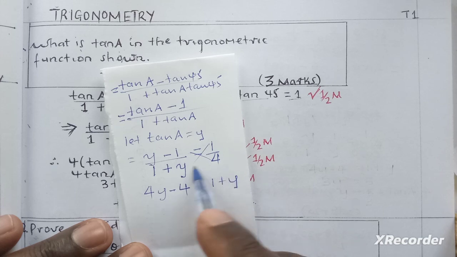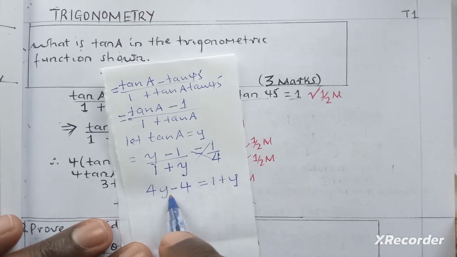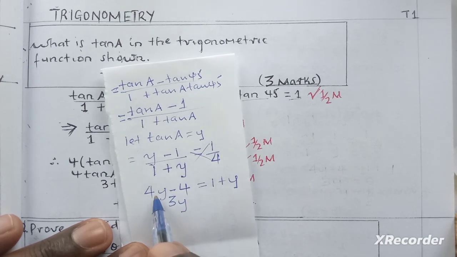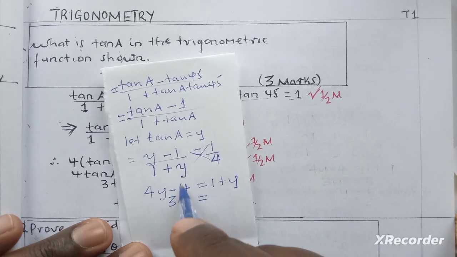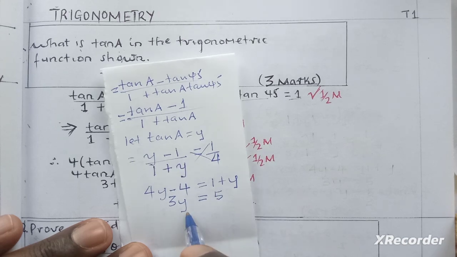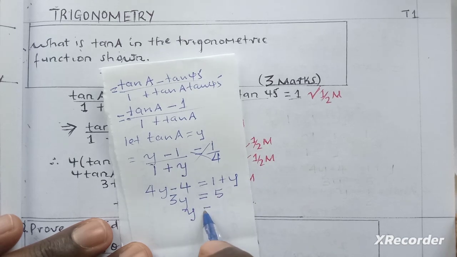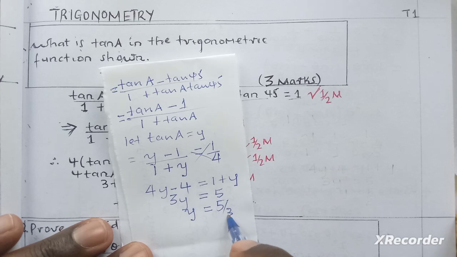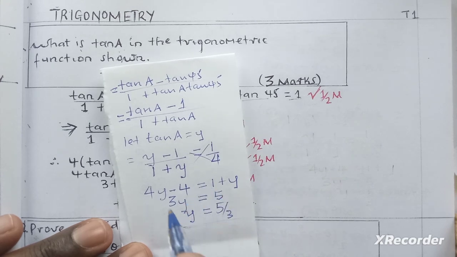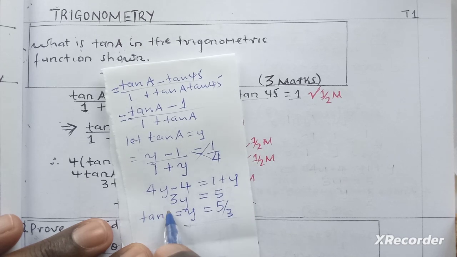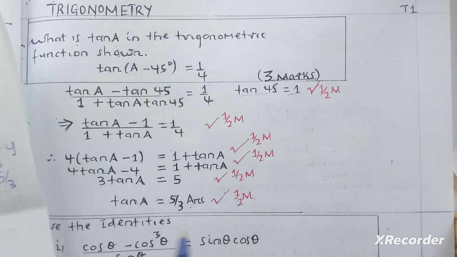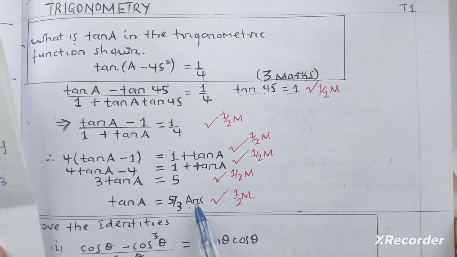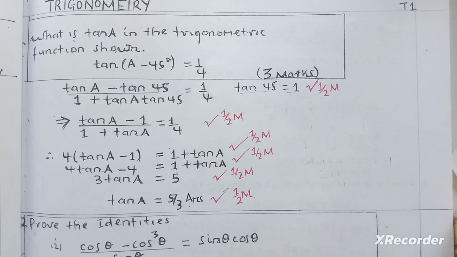We can now bring this y this side. So if we bring this y this side, you get 3y, because it will be 4y minus y, while we bring this 4 to the other side, it will be 5. So finally we get y is equal to 5 all over 3. And this is our answer, because y is the same as tan A. So tan A equals 5 all over 3. We go to the next question.